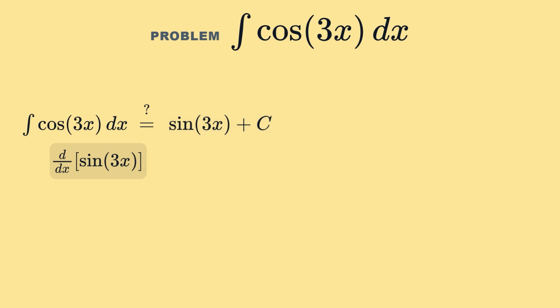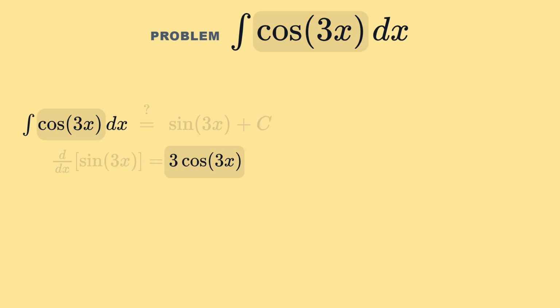When we take the derivative of sine of 3x with respect to x, the chain rule tells us to take the derivative of the outside function, so the derivative of sine is cosine, keep the inside function as it is, and then multiply by the derivative of the inside function. The inside function is 3x, so we multiply by 3. The derivative of sine of 3x with respect to x is 3 times cosine of 3x.